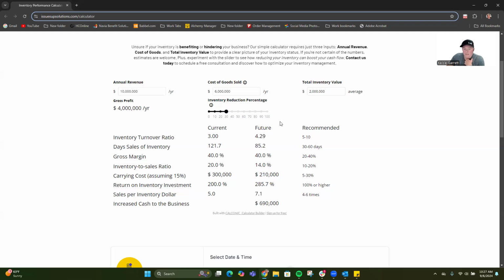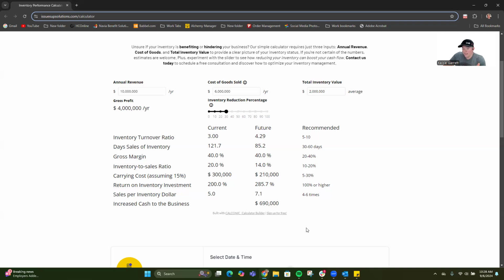Well, then this is going to tell you that my inventory turnover ratio is getting closer to the recommended amount. Now I'm down here at about 85 days. Inventory to sales ratio, that's in range. My carrying costs dropped down by $90,000 just by reducing that inventory by 30%. And then sales per inventory dollar goes up.